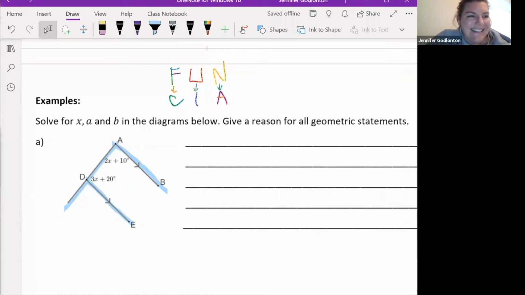Let's see. Tandiswa raised their hand. Tandiswa, can you help me out here? So you're going to first say 2x plus 10 degrees plus 3x plus 20 degrees is equal to 180. Okay, so you're using co-interior, right? Why are you using co-interior and not corresponding? Because when the two angles are at the corners of the U, then they must add up to 180.